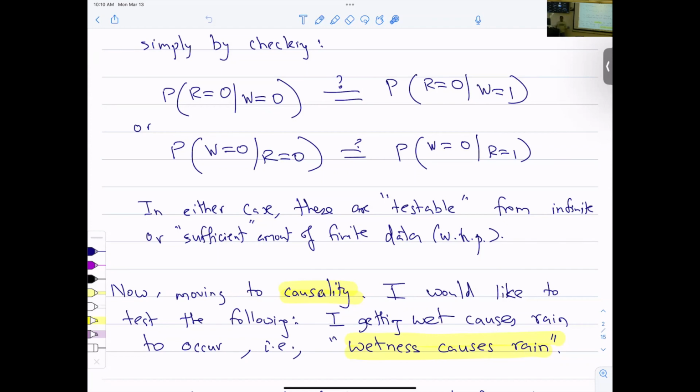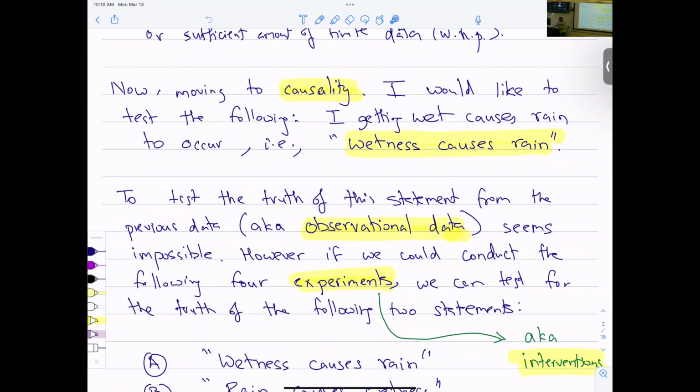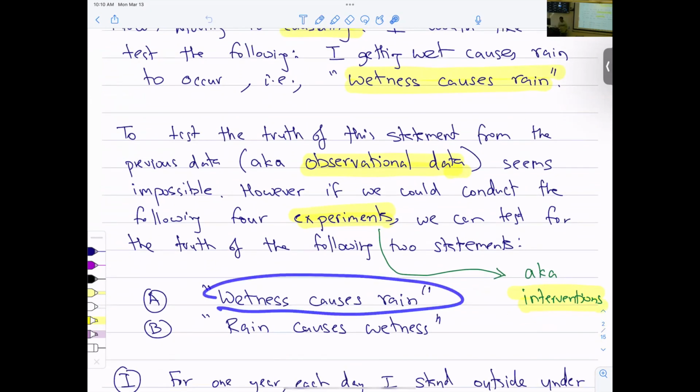So let's think about a set of 4 experiments to test for causality. Meaning to test for these 2 statements. Statement A is wetness causes rain. Statement B is rain causes wetness.